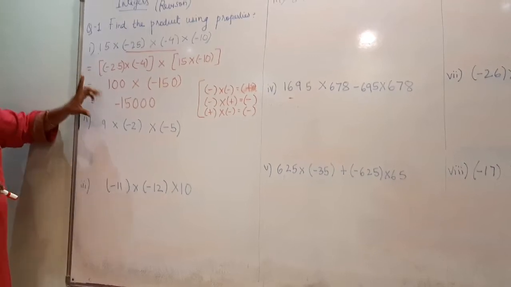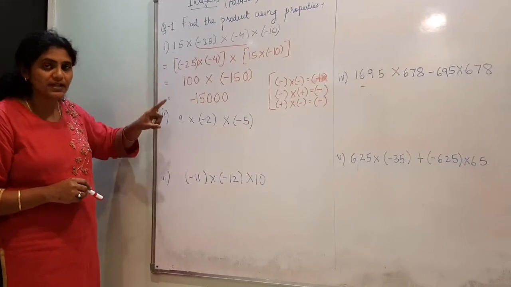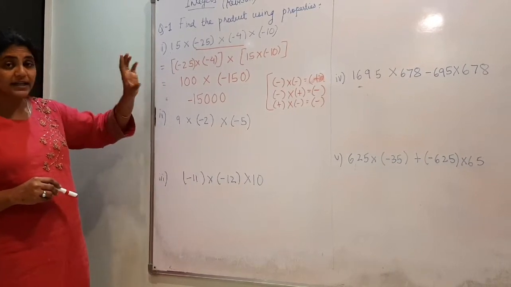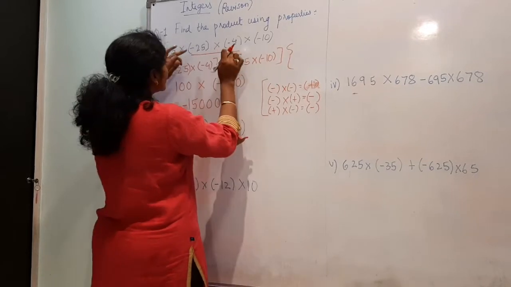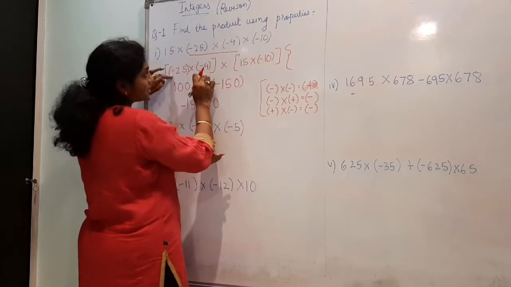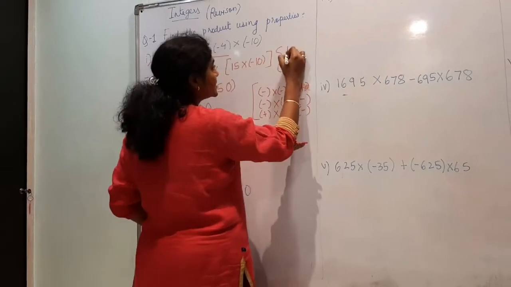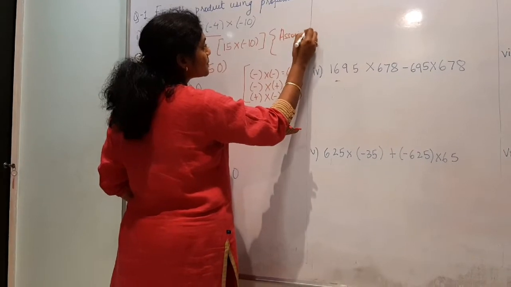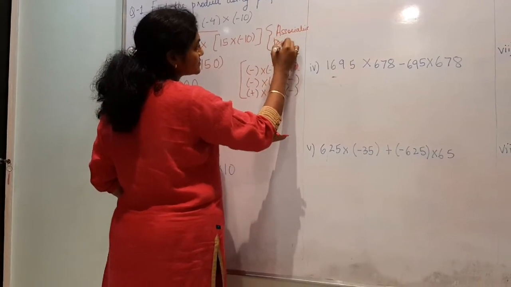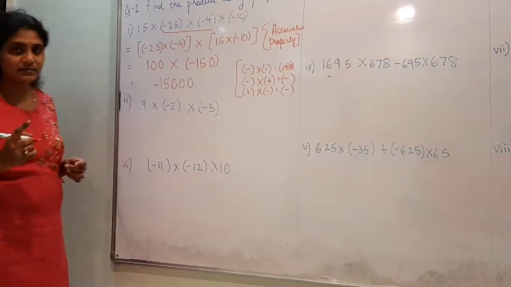So here which property have I used? I have used associative property. You have to write in bracket here. You have to write as you have rearranged. You have brought these two first and then you have taken these two in another bracket. So you have used associative property. This is very important to write.